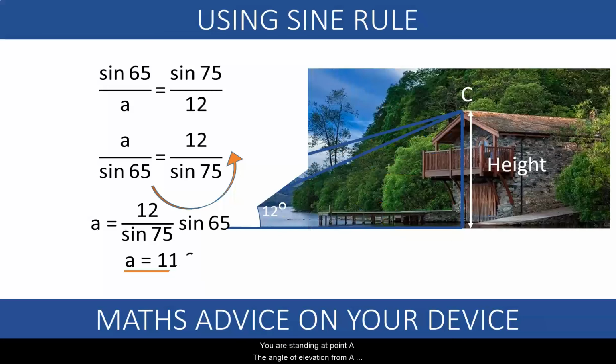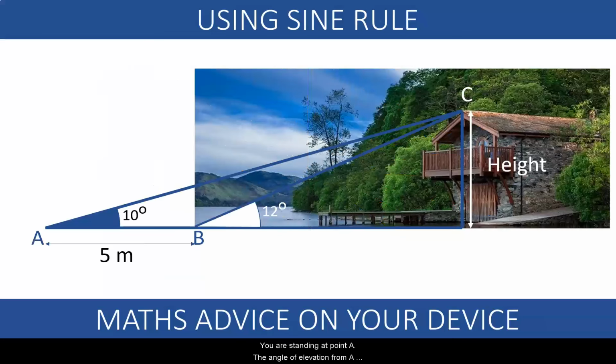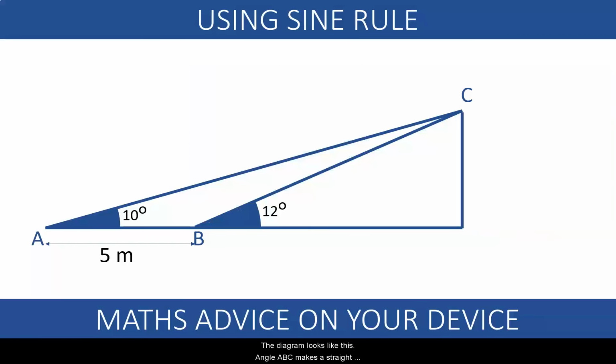You are standing at point A. The angle of elevation from A to the top of the house C is 10 degrees. You walk 5 meters to point B, and the new angle of elevation is now 12 degrees. Use the sine rule to estimate the height of the house. The diagram looks like this.